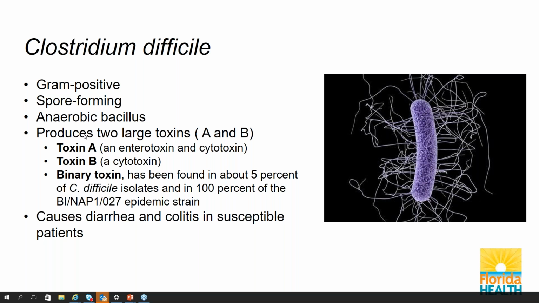Very good. And it produces 2 large toxins, primarily A and B. Toxin A is an enterotoxin and cytotoxin. Toxin B is a cytotoxin, and then you have this binary toxin, which has been found in about 5% of C. difficile isolates and in 100% of this specific epidemic strain of C. diff, and it causes diarrhea and colitis in susceptible patients, right?